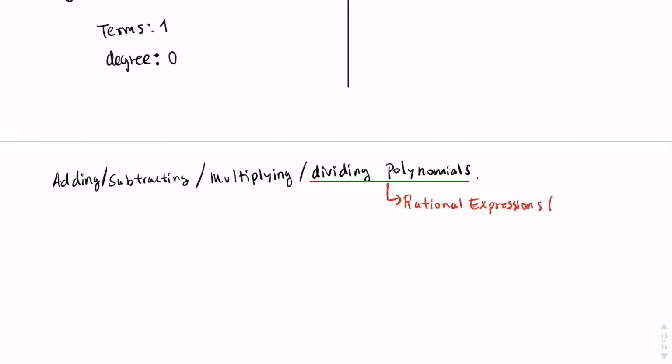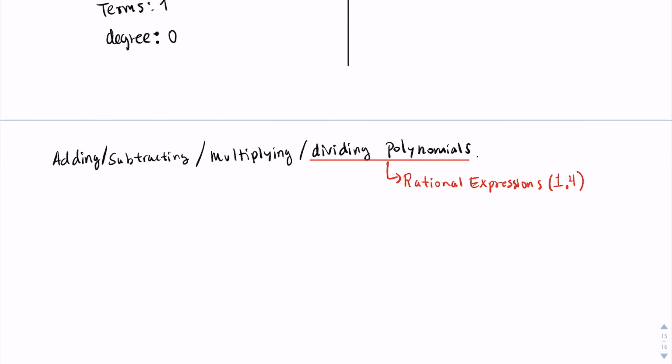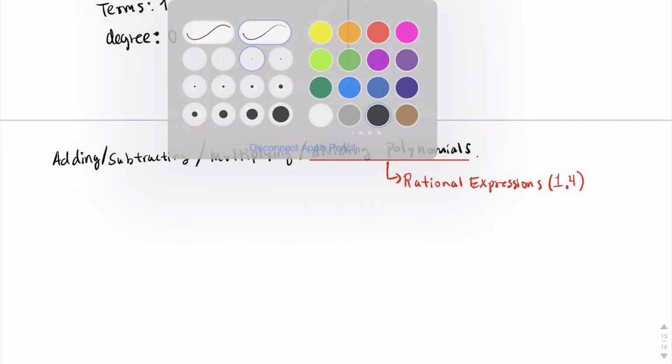Rational expressions. The section for this one will be in 1.4, the next section. What we're going to do now is focus a little bit on these three things: adding, subtracting, multiplying, and then we're going to talk about factoring as well, undoing the multiplication part of it. So here are some examples.